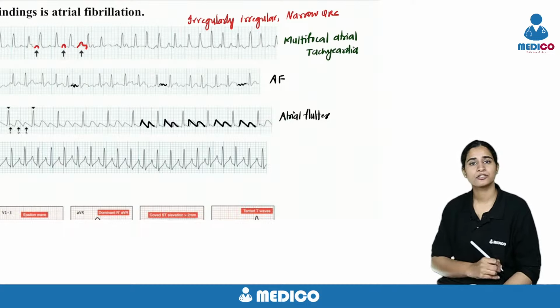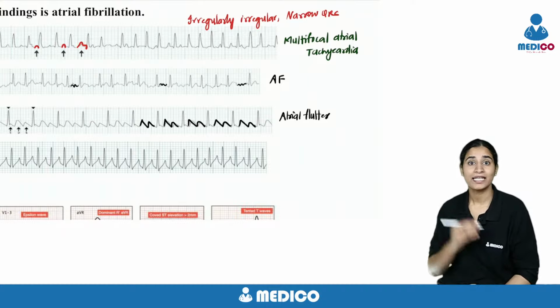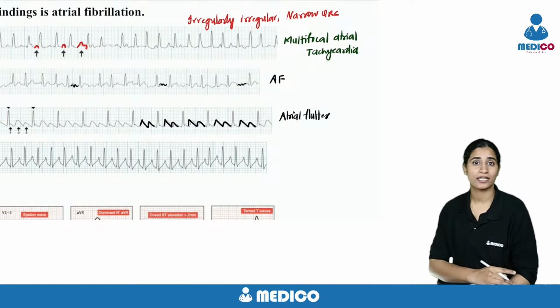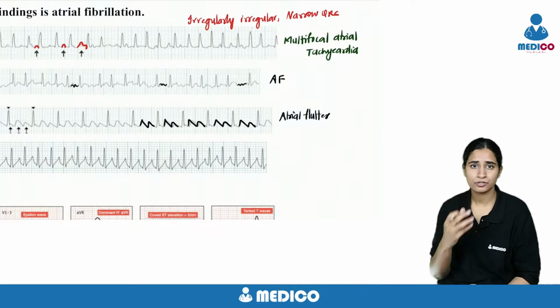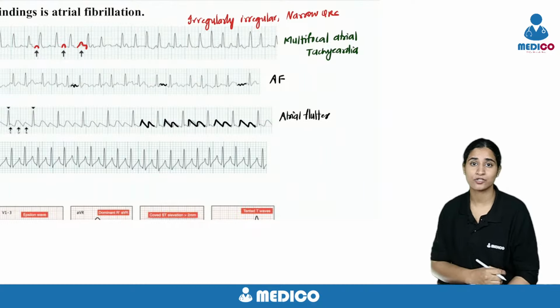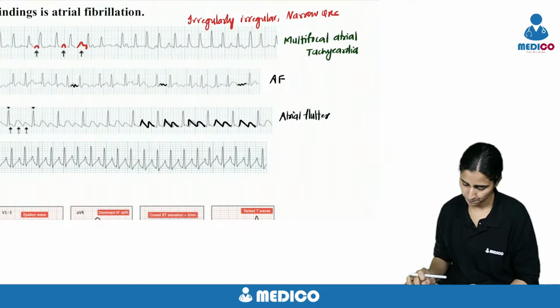In this condition, you can give beta blockers or calcium channel blockers. But in a case of COPD with multifocal atrial tachycardia, while choosing a beta blocker, you should be careful because beta blockers will cause bronchoconstriction. So better choose cardioselective beta blockers or go for calcium channel blockers in a case of COPD with multifocal atrial tachycardia. That's a clinical condition.